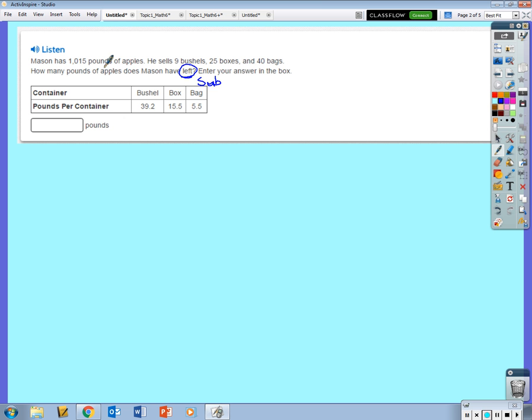Now, Mason started with this, 1,015 pounds of apples. This is his starting point. This is what he has currently. Mason has 1,015 pounds of apples. He's going to sell 9 bushels. Well, I see here bushels, and I use this table here, 25 boxes, 40 bags. 1 bushel is a grand total of 39 2/10 pounds. A box of apples is 15.5 pounds, and a bag is 5 5/10.